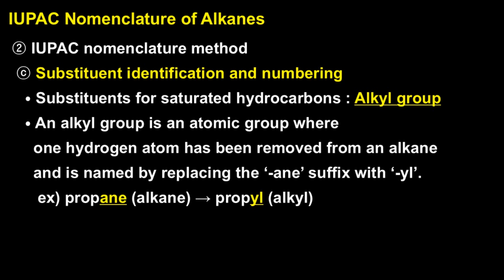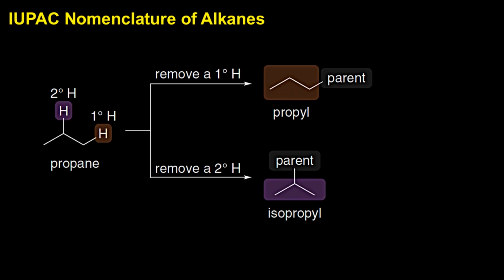But there's more to it. The position where that hydrogen is removed can change the type of alkyl group you end up with. Let's take a closer look. In propane, if we remove a primary hydrogen, that's a hydrogen attached to one of the end carbons, we get a straight chain group called propyl. But if we remove a secondary hydrogen, the one attached to the middle carbon, we end up with a branched group known as isopropyl. So even though they come from the same molecule, the type of hydrogen we remove makes a big difference in the structure of the substituent.